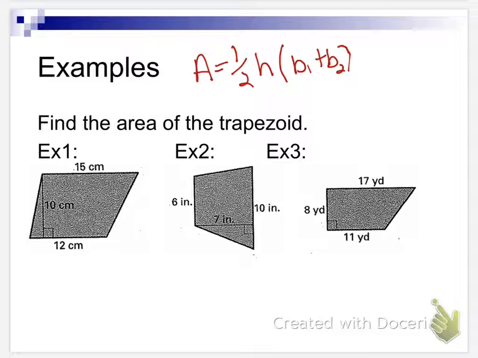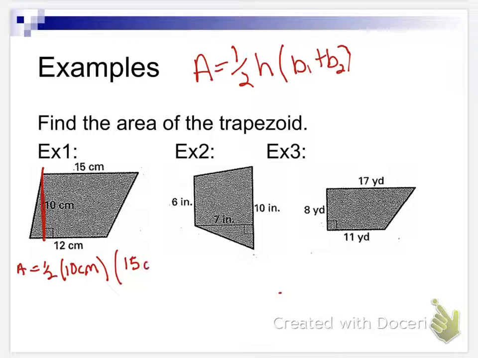So we see here that we have area equals 1/2. And then we have to look to see what my height is. In this example, the height is what's joining those bases. Again, that perpendicular line, which would be 10 centimeters in this case, times base 1. It does not matter which one you're picking. It just has to be one of the two parallels.